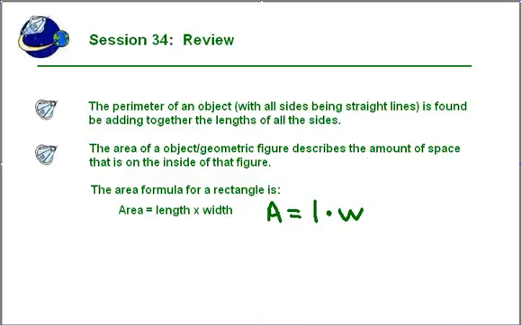Now, as a quick review, the perimeter of any object, that is an object whose sides are all straight lines, is found by adding them together, taking the lengths of the sides and adding them together. Then next, the area of an object, or a geometric figure, describes the amount of space that's on the inside of that figure. And the area formula for a rectangle is length times width. A standing for area, L for length, and W for width.